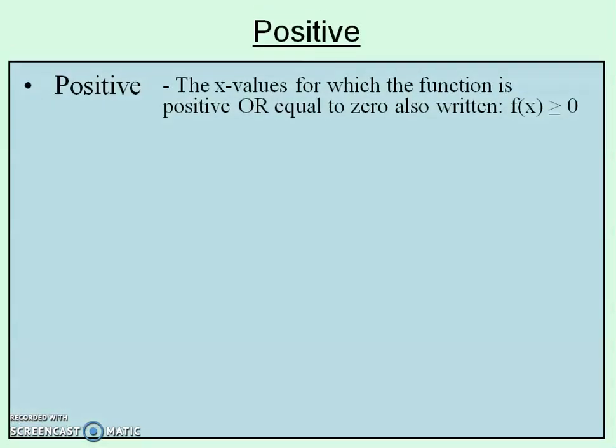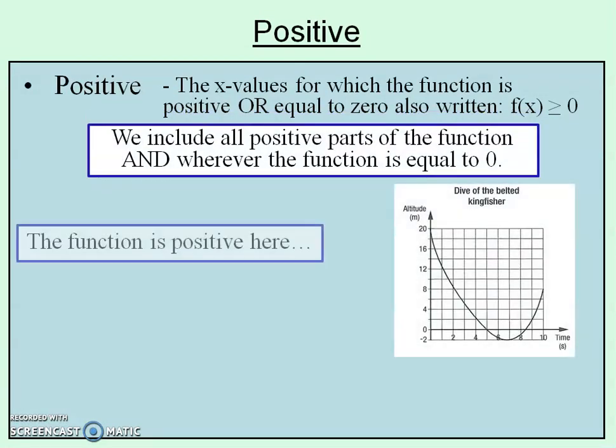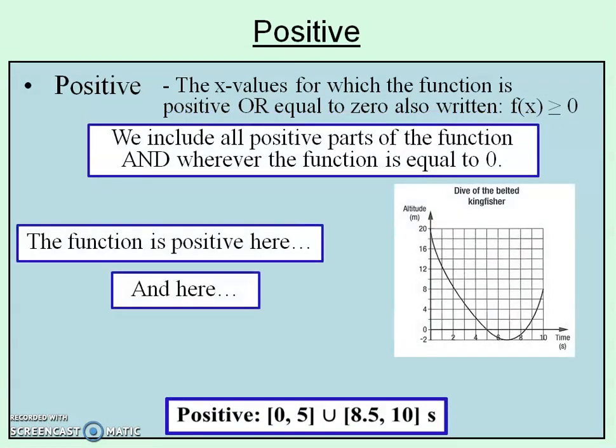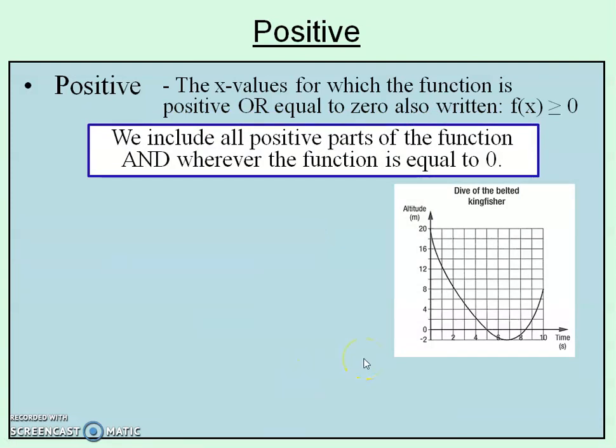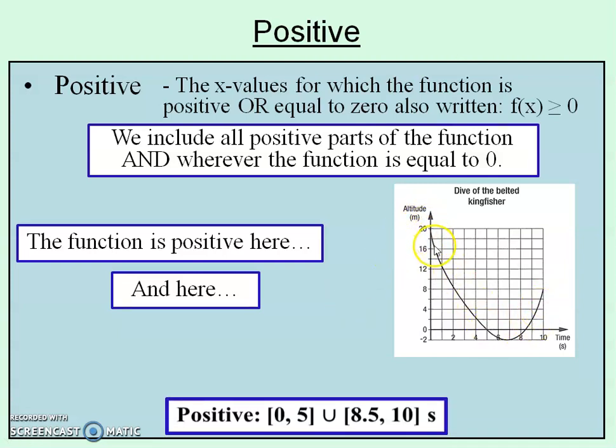And finally, for sign, it's the set of x values where the function is positive when you're talking about positive. So the function is actually positive in this region here and this region here. And when I write out my answers, that's from 0 to 5, union from 8.5 here until 10. It's a bit of an approximation, but that's the best we can do here.